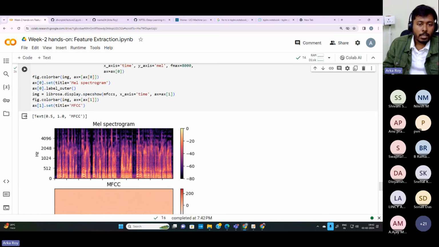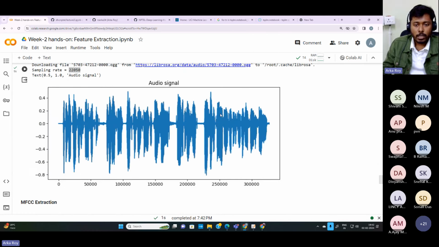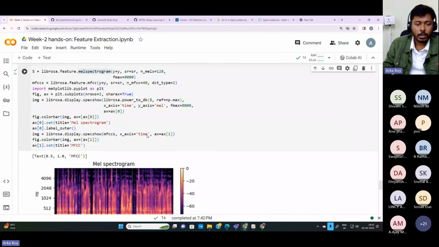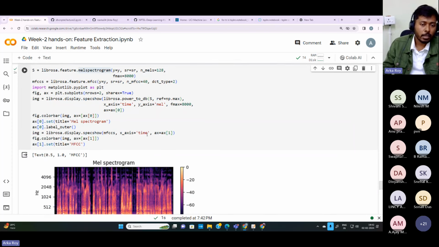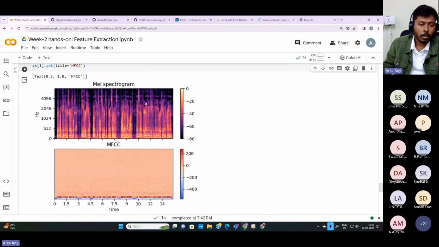Now you can see this was the audio signal. From this audio signal, you have generated two sets of features: one is the mel spectrogram and another is the MFCC. From the mel spectrogram, what you can see is the variation in the frequency with time.